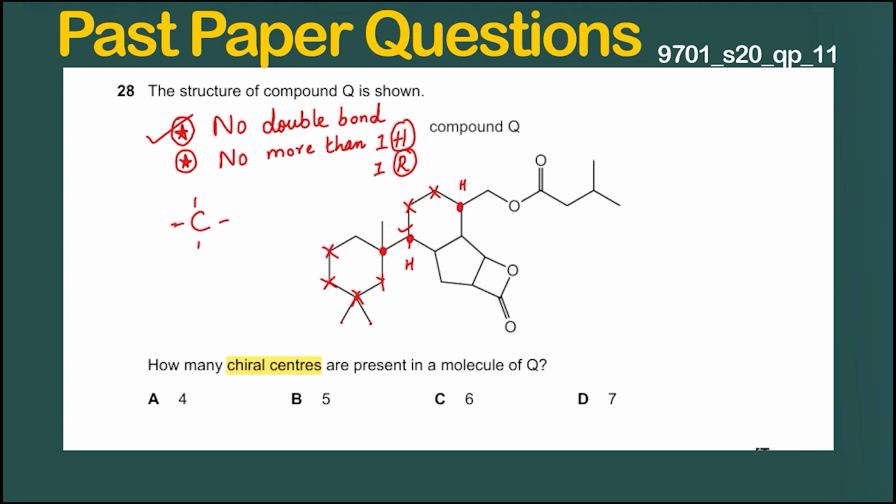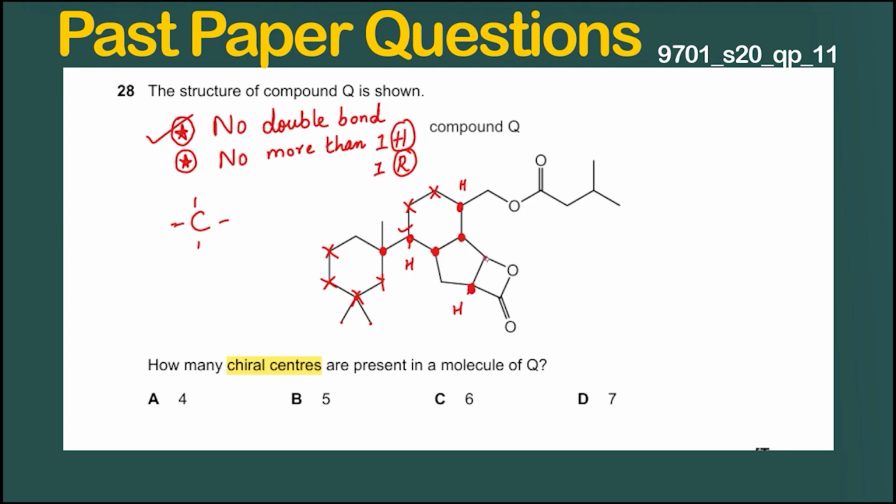This one is chiral carbon. This one is chiral carbon. This one is chiral carbon. This one has one hydrogen. This group is different. This group is different. And the third group is also different. So that's why this is also a chiral carbon.